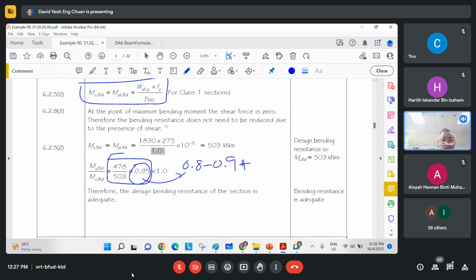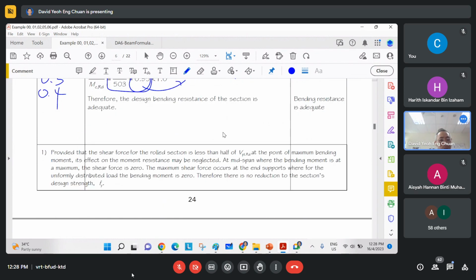So if you get something, a moment design demand where you get the ratio of 0.3 or 0.4, what is telling you, your size is too big. Okay, so we go down.